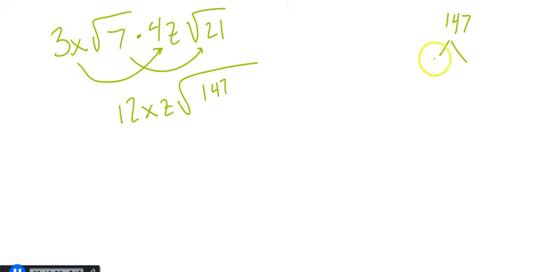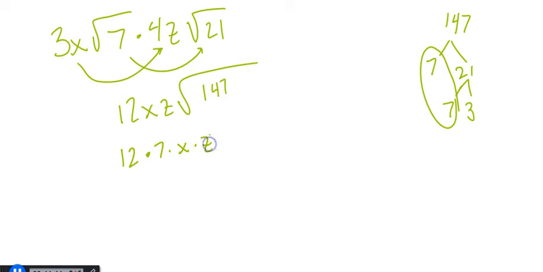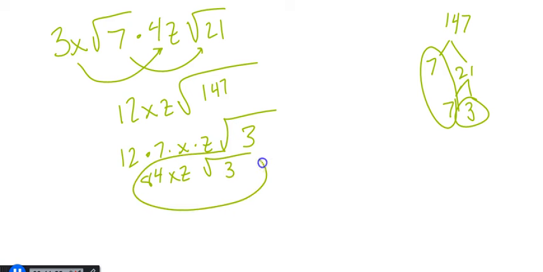Okay, I know that 7 is at least a factor, leaving me with 21, and then 21 breaks into 7 and 3. Since these are square roots, I see that I have a pair of 7s, so that means these 7s are going to come outside. So I have 12 times 7 times x times z, and what do I have left inside? 3. Okay, so 12 times 7 gives me 84, square root of 3. I'm done.